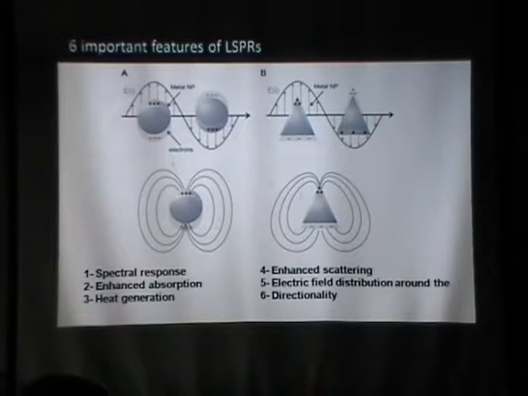And finally, there is directionality. So you can see that here, for example, light will be scattered in these directions, but no light will be scattered in that direction. So there is some directionality, which in this case is very simple, but if we go to more complex shapes of nanoparticles or systems of nanoparticles, the directionality can become more pronounced.